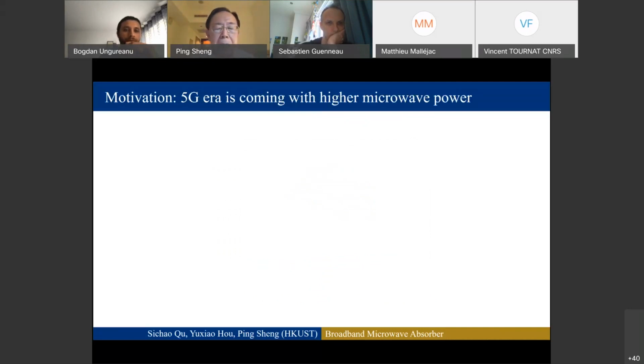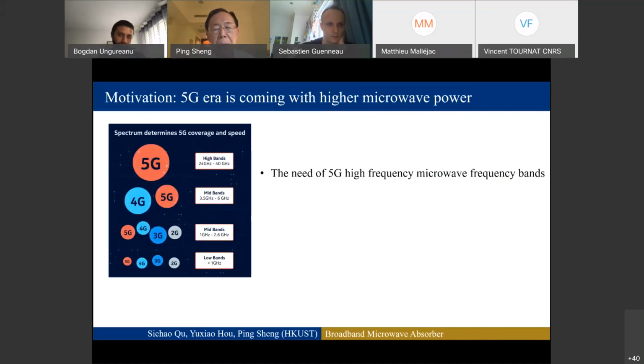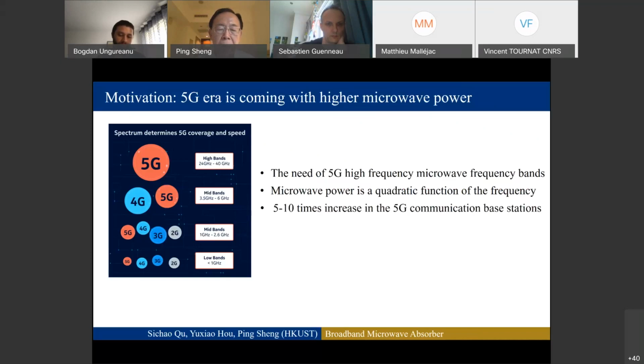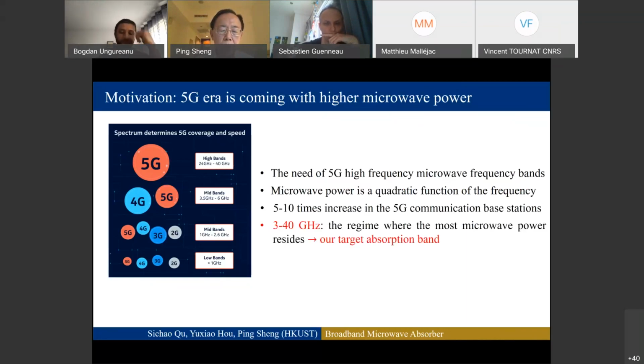Okay, what's the motivation? The motivation is actually the upcoming 5G. We all know 5G is much faster and has much more information carrying capacity. And it can do that because 5G uses many high-frequency microwave bands. And we all know that microwave power is a quadratic function of the frequency. Furthermore, there will be a 5 to 10 times increase in the 5G communication base stations in those regions where you have 5G. So this work is targeting the frequency range of 3 to 40 gigahertz, the regime where most of the microwave power resides. And that's our target absorption band.